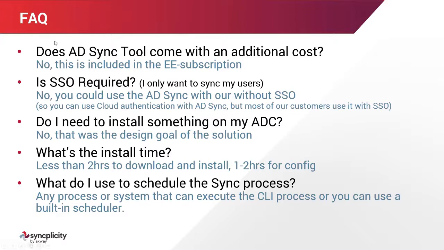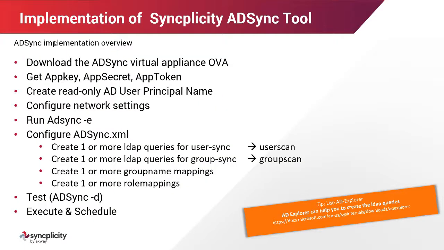So from a setup perspective, how are we going to do this? We're going to download the ADSync virtual appliance. We're going to install that in a vSphere environment. We're going to get the app key, app secret, and app token to let the ADSync tool talk to Syncplicity. We're going to create a read-only Active Directory user principal name. We're going to connect this appliance to your network. And then we're going to run a wizard, ADSync-E. It's a command to configure the connections between the ADSync tool and your Active Directory and between the ADSync tool and Syncplicity.